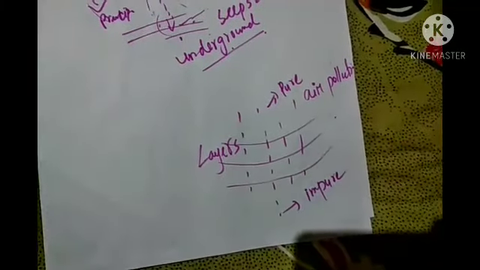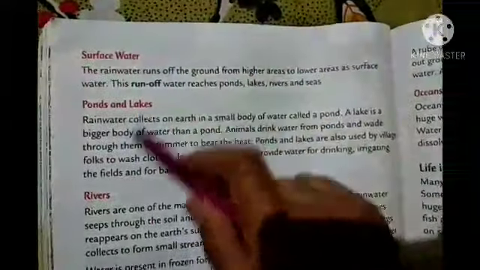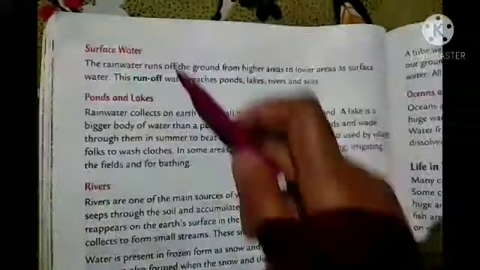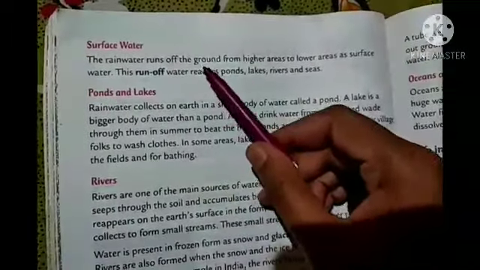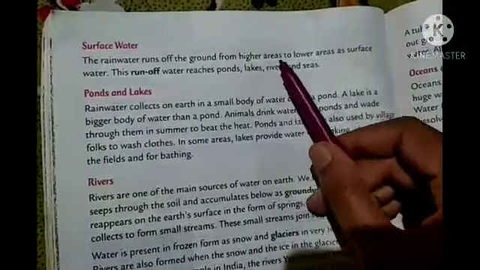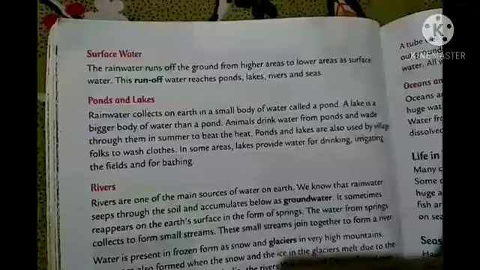Now you can see your book. These are some sources we are going to discuss: surface water, pond and lakes, river, underground water. Surface water means what? The water that runs off the ground from higher area to lower area is surface water. Runoff water reaches ponds, lakes, rivers and seas.